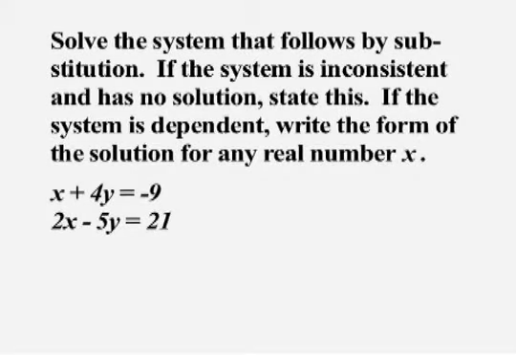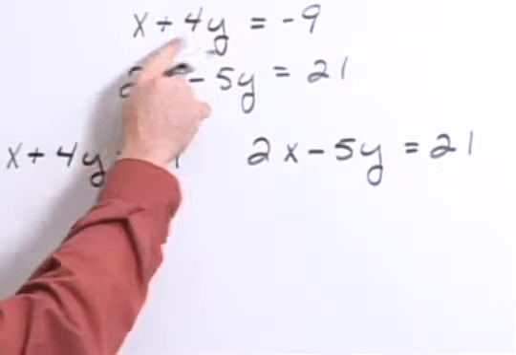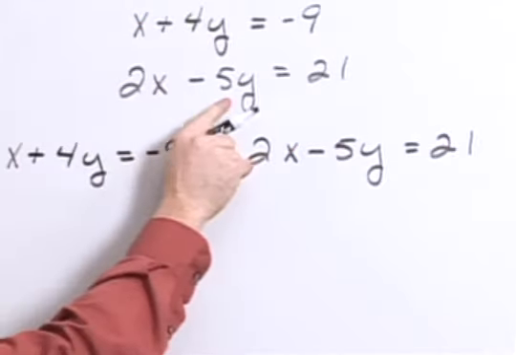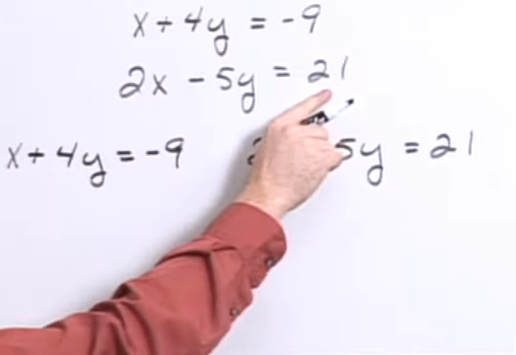Solve the system that follows by substitution. If the system is inconsistent and has no solution, state this. If the system is dependent, write the form of the solution for any real number x. x plus 4y equals negative 9. 2x minus 5y equals 21.